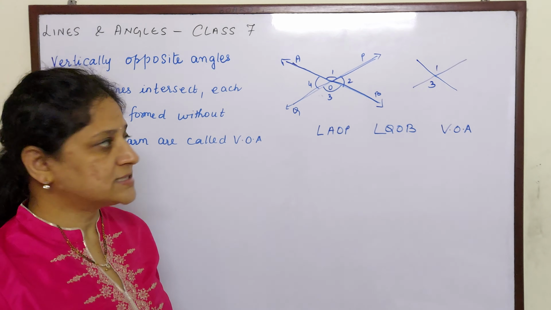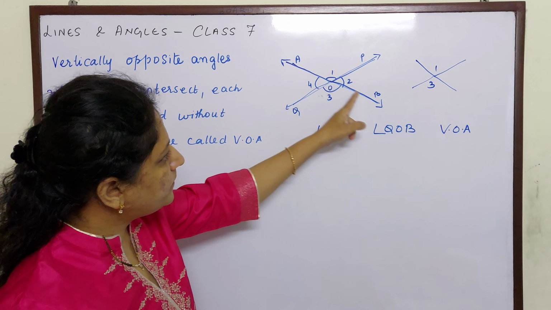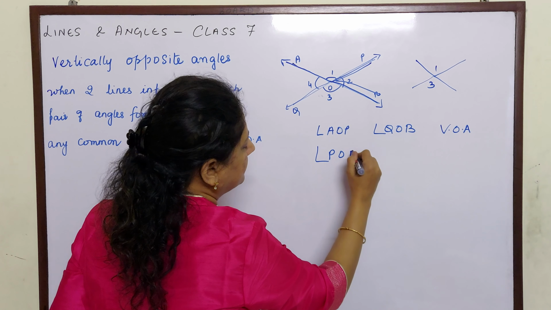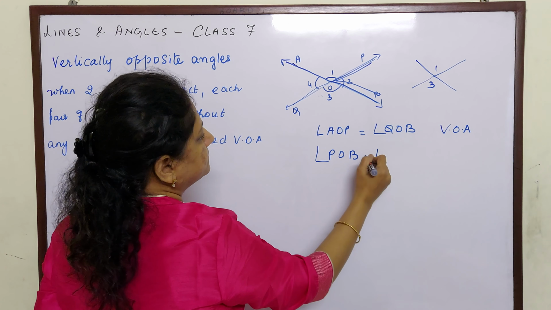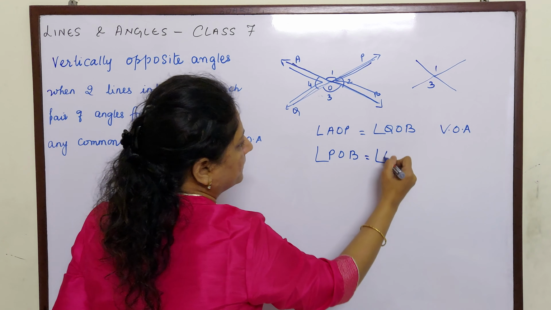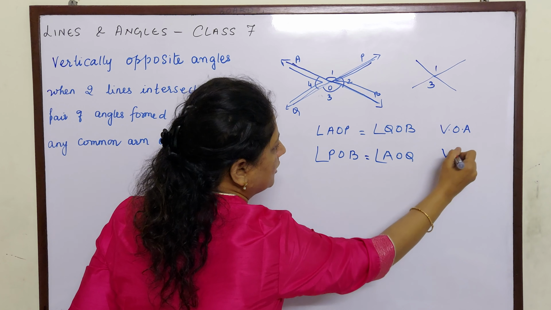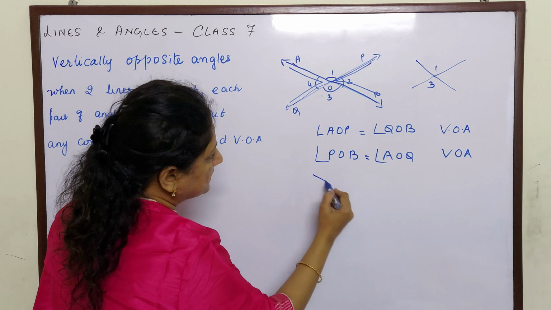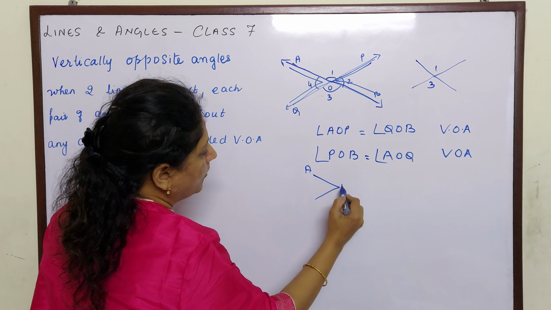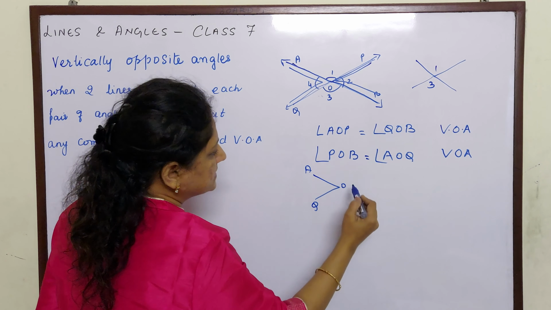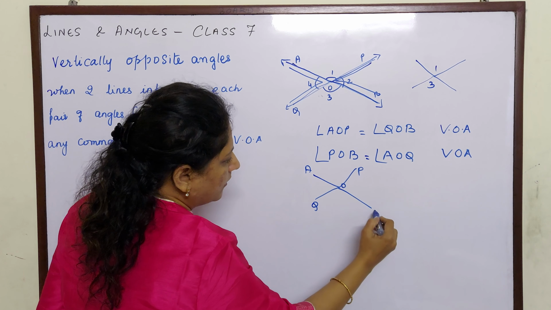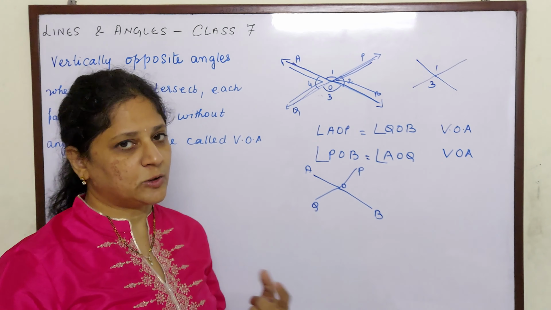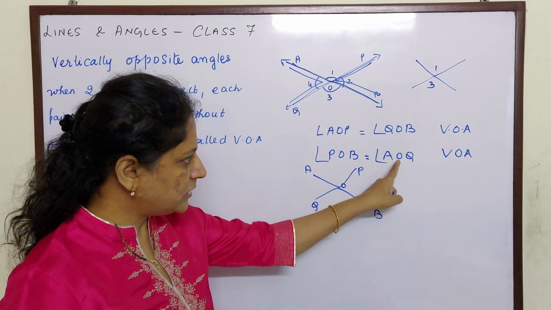Now what is the next set of angles? POB, that is this shape, angle POB is equal to angle AOQ. These are also vertically opposite angles because they have this shape. I'll draw here. AOQ is like this, AOQ, and POB is like this, POB. Now other than sharing a common vertex, do they share any common arm? No. Even in the wordings you can see only vertex is same.